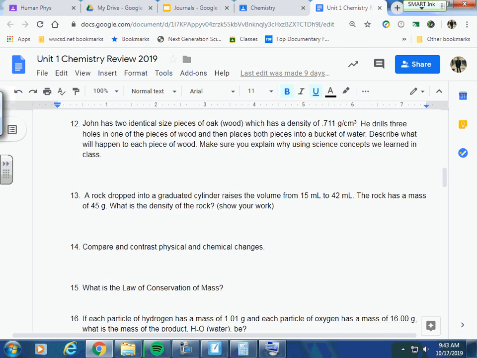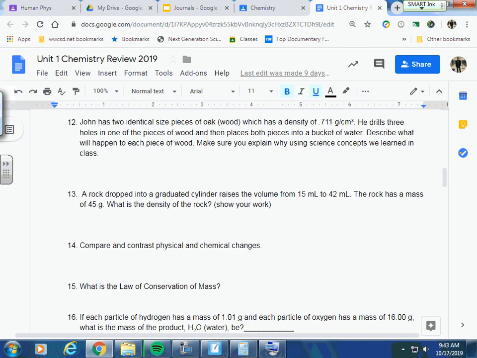All right, and number 12, John has two identical sized pieces of oak wood, which has a density of 0.711 grams per cubic centimeter. He drills 3 holes in one of the pieces of wood and then places both pieces into a bucket of water. Describe what will happen to each piece of wood. Make sure you explain why using science concepts we learned in class. Well, they're both going to float. And so if we have a certain substance, in this case oak wood, it doesn't matter what the size or shape of the wood is, it's still going to have the same density.